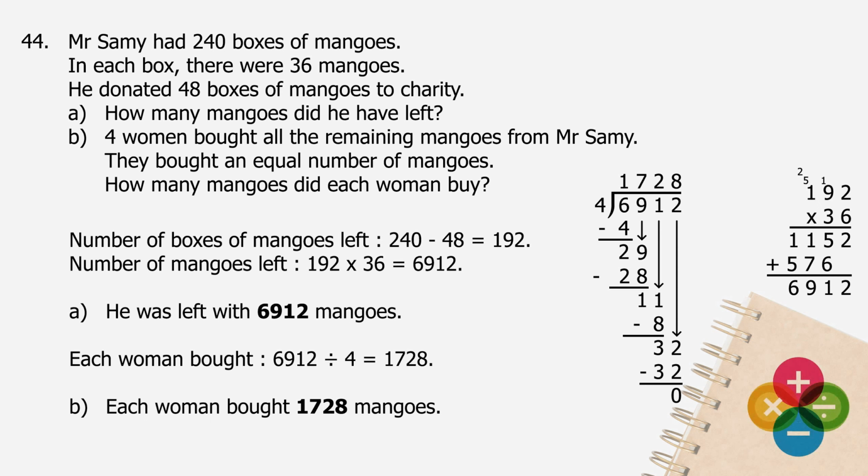The number of boxes of mangoes left will be, subtract 48 from 240, and the difference is 192. The number of mangoes left will be, multiply 192 by 36, and the product is 6,912. A. He was left with 6,912 mangoes. The number of mangoes each woman bought will be, divide 6,912 by 4, and the quotient is 1,728. B. Each woman bought 1,728 mangoes.